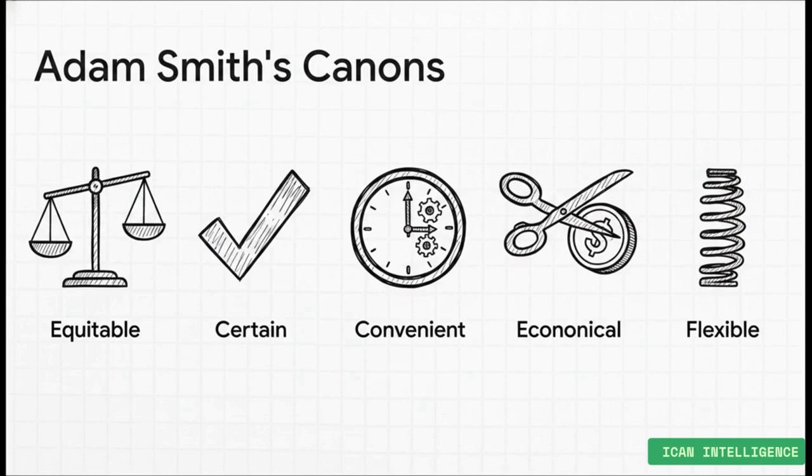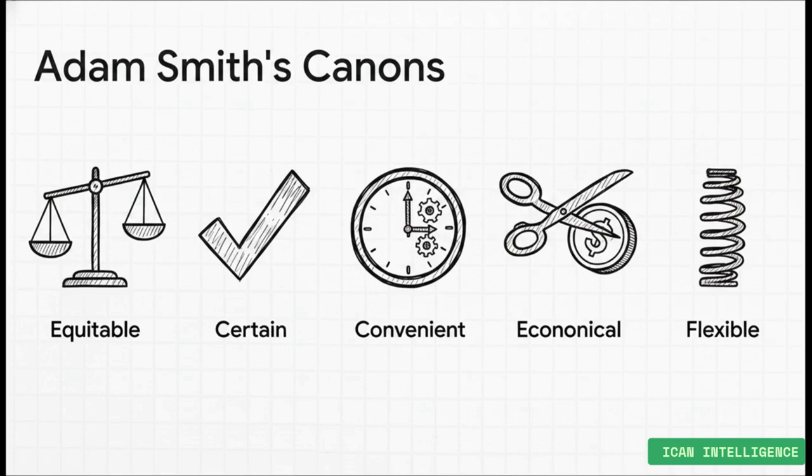First, equitable, which means it's based fairly on the ability to pay. Second, certain, meaning the time, manner, and amount are totally clear, not just left to the whims of some tax official. Third, convenient. The payment method and timing should actually align with when the taxpayer has cash in hand. Fourth, economical. The cost of collecting the tax must be significantly lower than the actual revenue it generates.